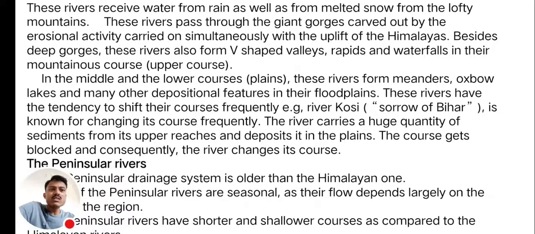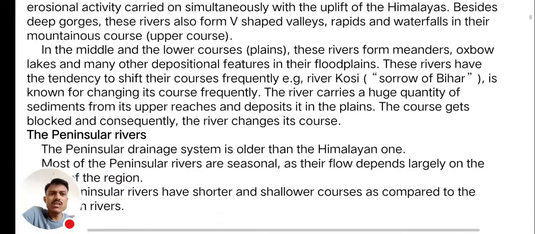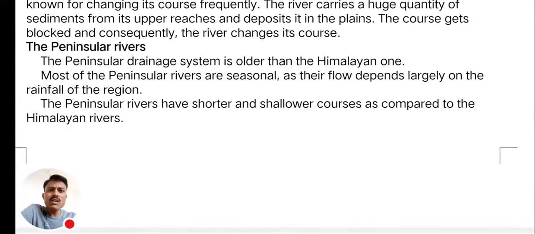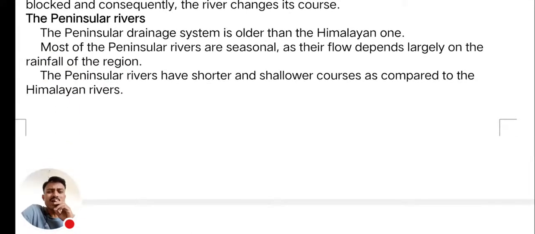Like, see, the river Kosi is the sorrow of Bihar. It is known for changing its course frequently. Why it is changing its course frequently also needs to be covered. So you can go through this. In the plain area, in the middle and lower plains, they create oxbow lakes, then depositional flood plains, things like these.